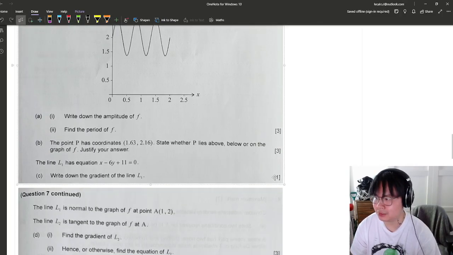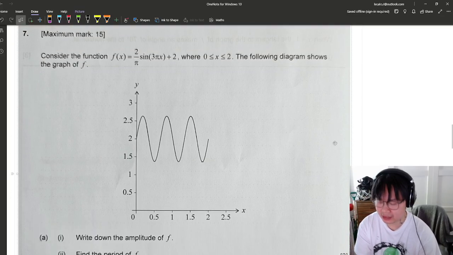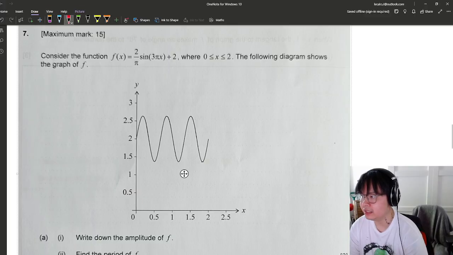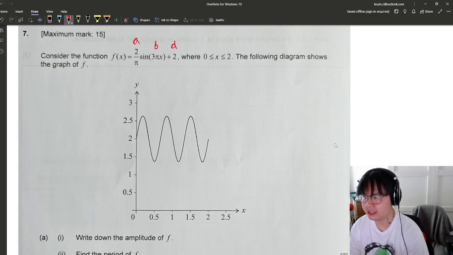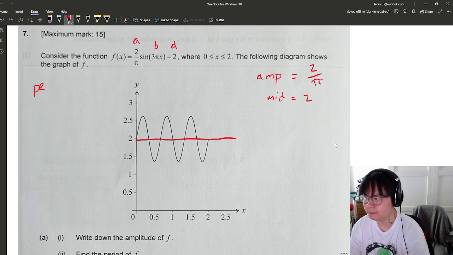Okay, and then that leads us to our long answer. We have a pretty standard trigonometry wave. Here's your A value, here's your B value, here's your D value. A is related to the amplitude, so we know that the amplitude is 2 over pi. D is our midline, as you can see here as well. And B is related to our period. So our period is 2 pi compressed by B, so 2 over 3.